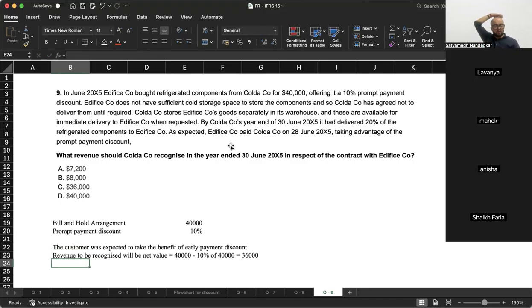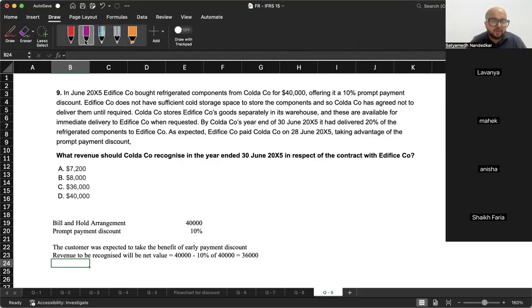यहाँ पे there are two concepts which are involved here. This I will call a tough question. एक तो है आपका bill and hold arrangement. वो bill and hold arrangement के वजह से 40,000 is the total billing, but there is a prompt payment discount of 10% and the customer is expected to take that discount. तो जो billing आप करेंगे, that billing will be at net value. ठीक है. C, 36,000.